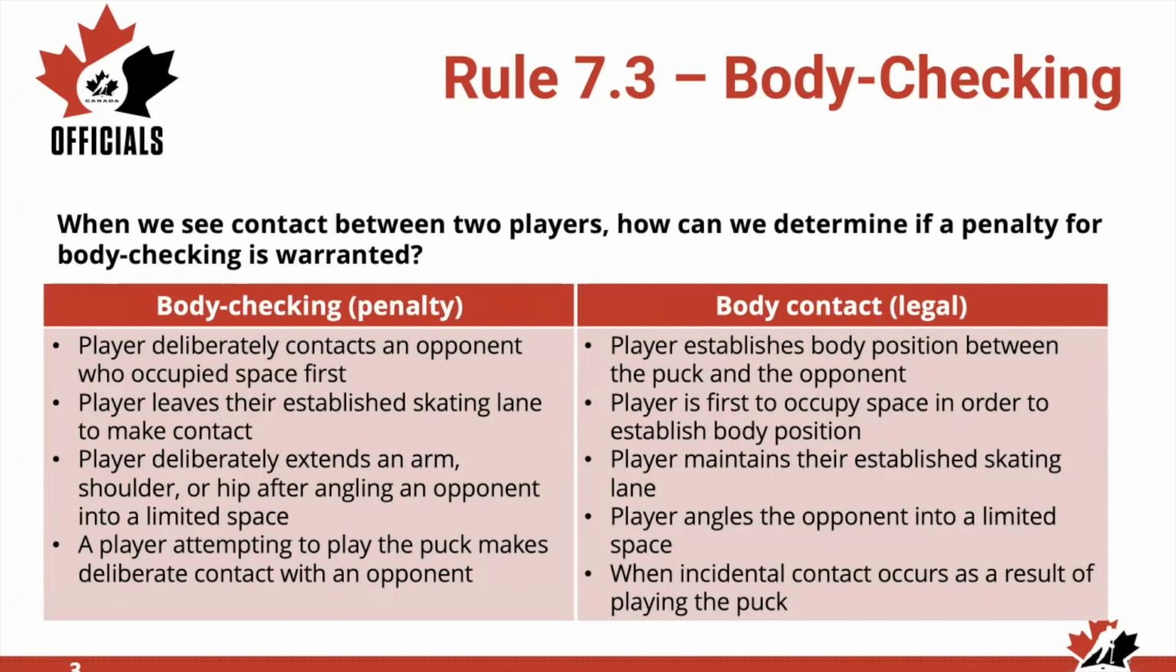Remember that for areas of U13 hockey and below, body checking is not permitted. And in some levels, like house league hockey for Hockey Eastern Ontario, body checking is not permitted as well. So what is the difference between body checking, which is a penalty in some leagues, versus body contact, which is legal? So for body checking, this occurs when a player deliberately contacts an opponent who occupied the space first.